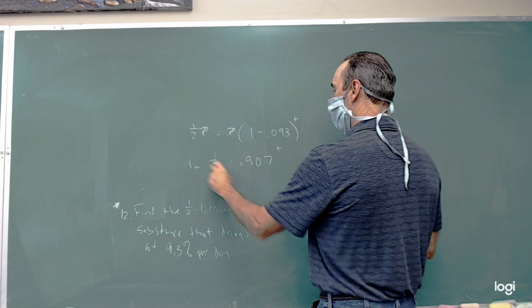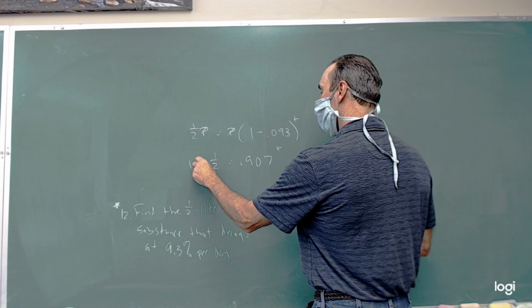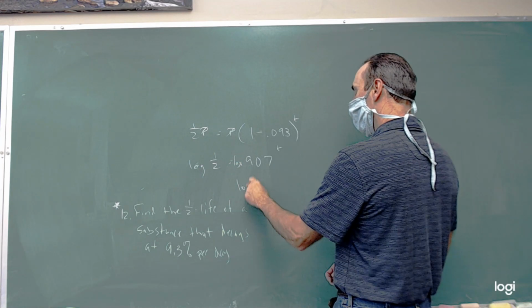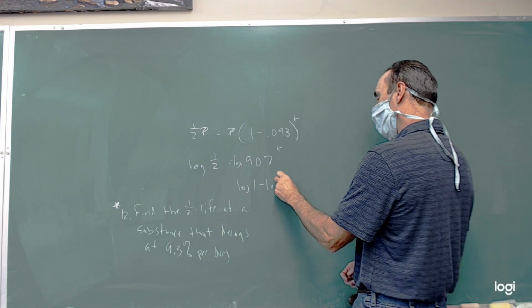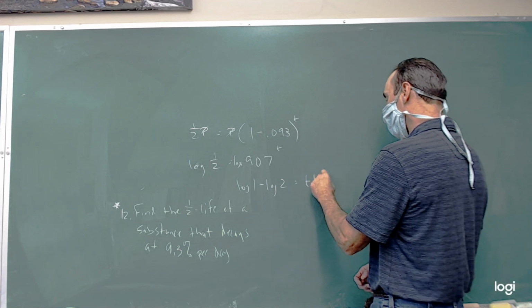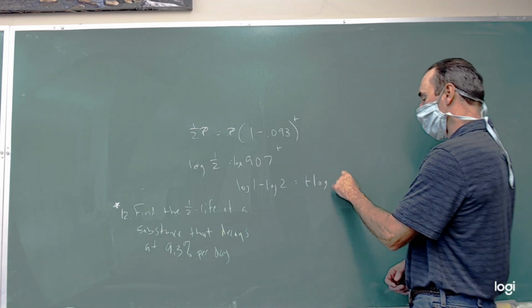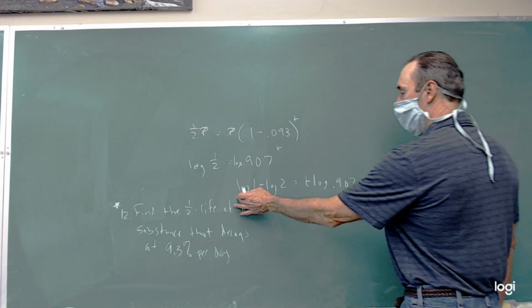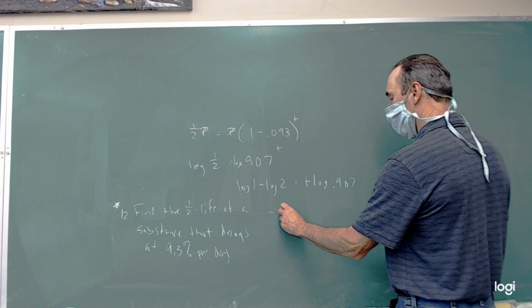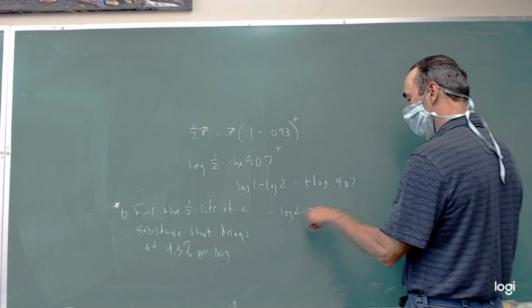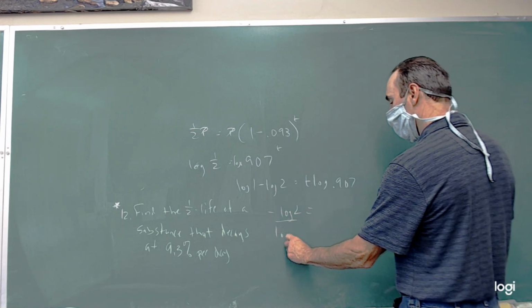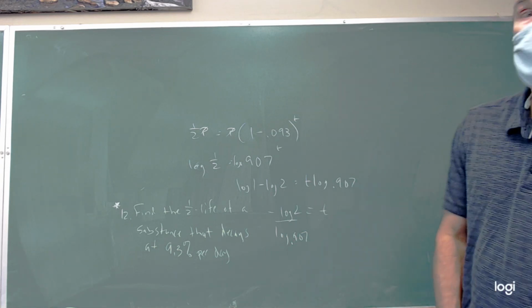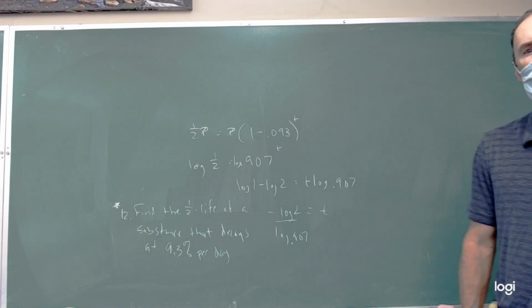So we're going to take the log of both sides, doesn't matter what base. And if we want, we can say that's log 1 minus log 2. I never pass up an opportunity to try to keep those logarithm skills sharp. Log any base of 1 is 0, so that's going to be a negative log 2 over the log of 0.907. And I think we're finding that to be 7.101 days.